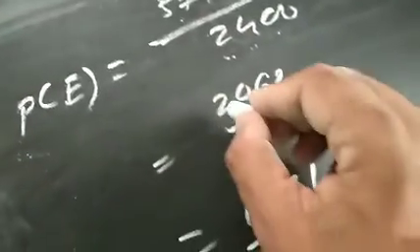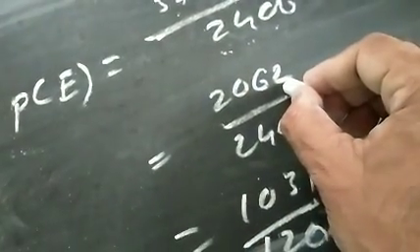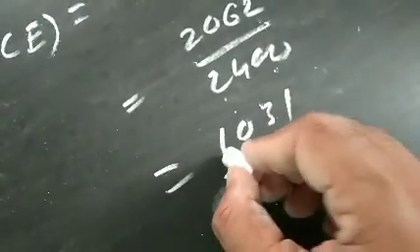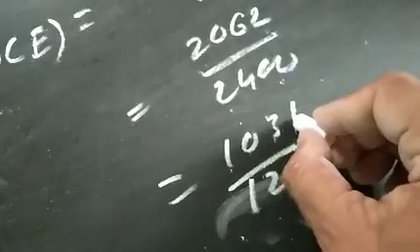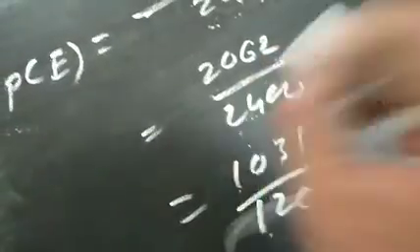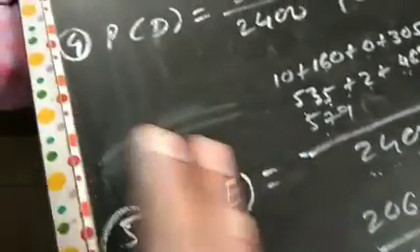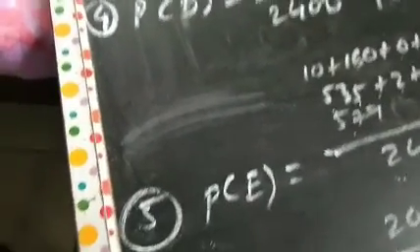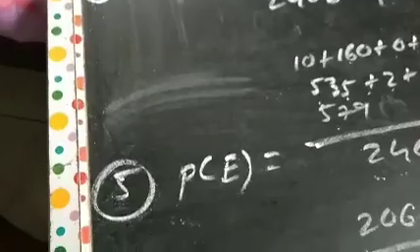So we get 2662 upon 2400, then 1331 upon 1200, dividing by 2. So these are the 5 probabilities of this sum. So this question 5 is over.